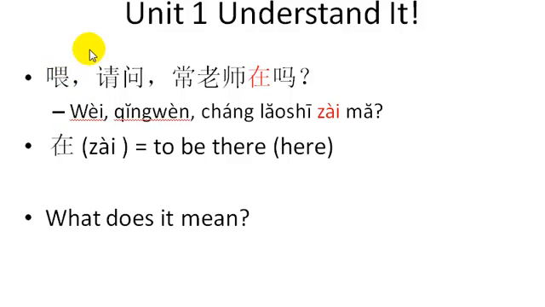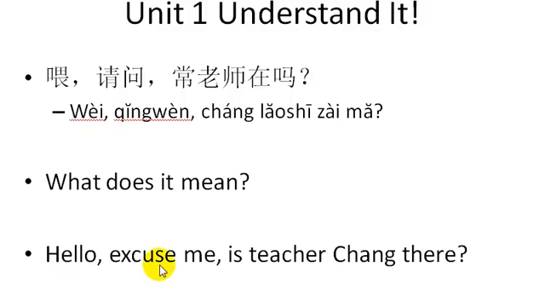Chang Lao Shi answers the phone and says, Wei. And then Leo says, Wei, 请问常老师在吗? Okay, so if Leo is calling, looking for someone, and then someone answers the phone, and she says 请问, she's being very, very polite, right? So what do you think she's asking here? In this particular meaning, 在 is a big clue, to be there, to be here. So let's go to the next slide and take a look. Hello, excuse me, is Teacher Chang there?